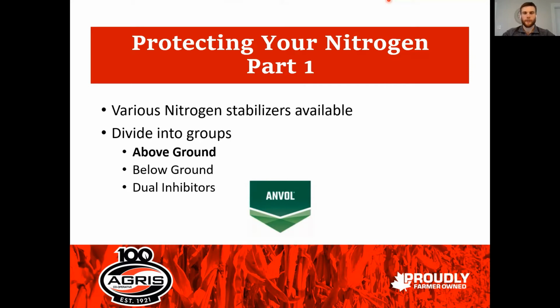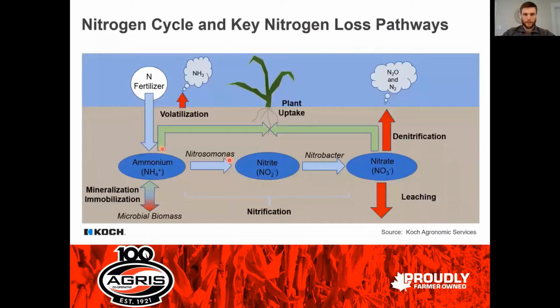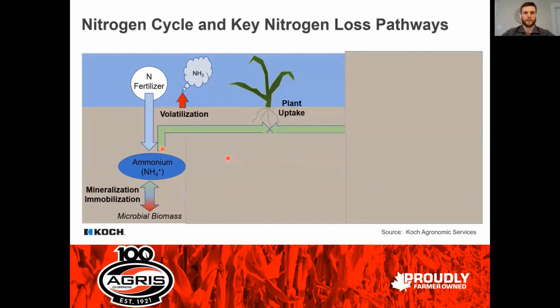So this is going to be a 2-part series. Part 2 will come next week. There are various stabilizers on the market that are available. I think we can divide them into 3 groups. There's those that protect against above ground losses, which we'll look at today. There's those that protect against below ground losses, and there's also dual inhibitors, protecting against above and below ground. So we're going to go back to grade 9 science here. And for simplicity's sake, we're going to forget what's going on below ground, and shift our attention to what's going on above the ground.